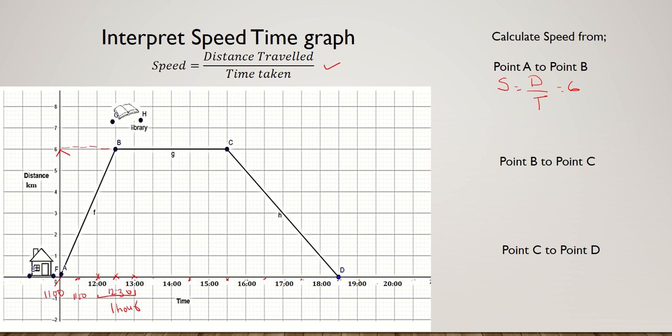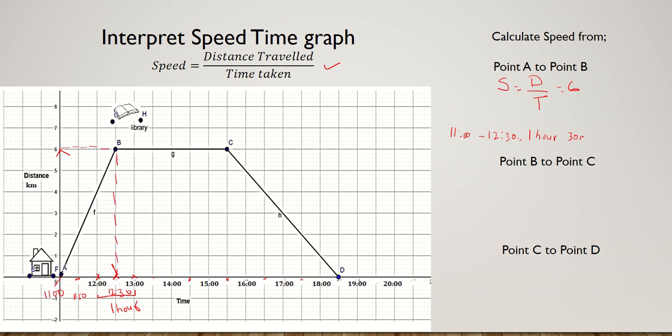So if I want to see what is the time taken to reach 6 kilometers, it is from 11 to 12:30. So 11 to 12:30 is actually 1 hour and 30 minutes.